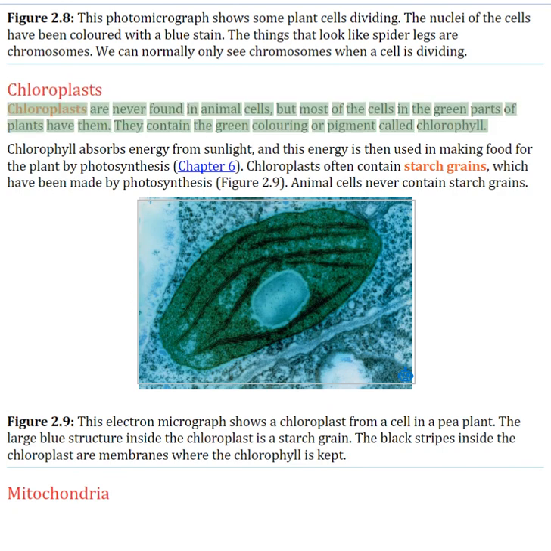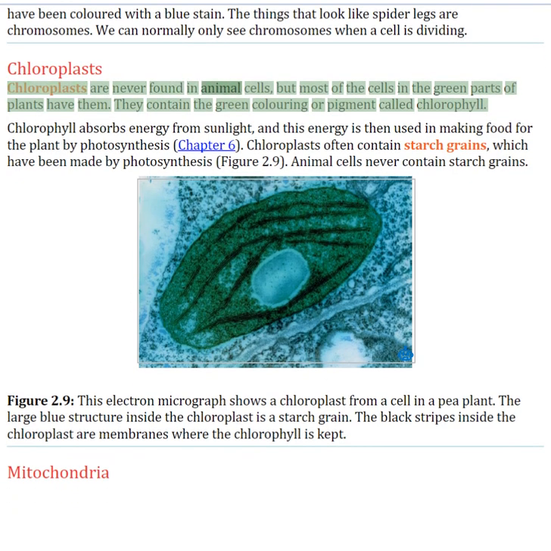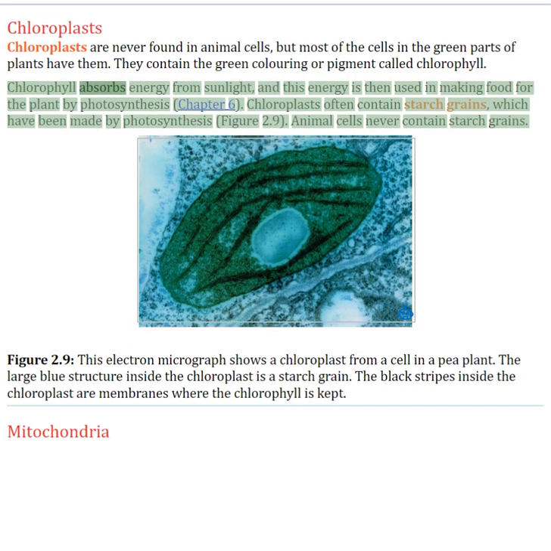Chloroplasts. Chloroplasts are never found in animal cells, but most of the cells in the green parts of plants have them. They contain the green coloring or pigment called chlorophyll. Chlorophyll absorbs energy from sunlight, and this energy is then used in making food for the plant by photosynthesis. Chloroplasts often contain starch grains, which have been made by photosynthesis. Animal cells never contain starch grains.